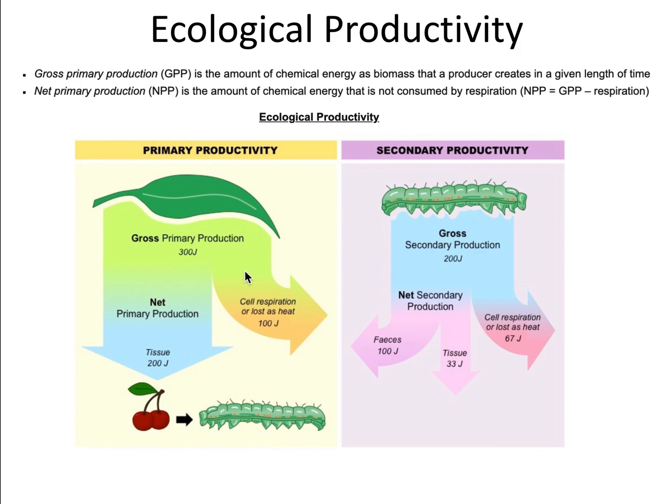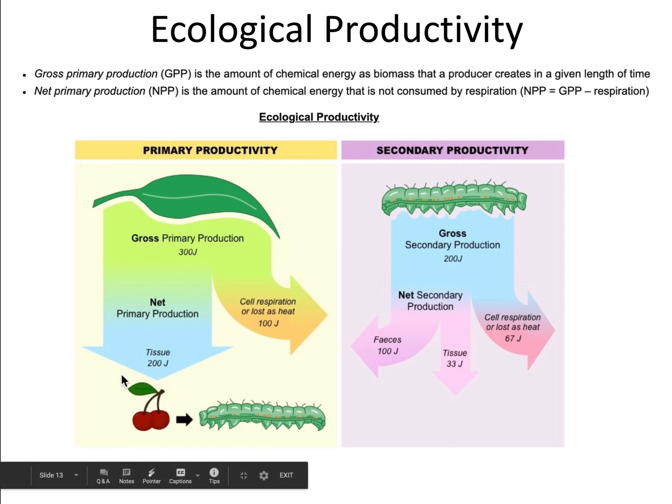So here you can see this was the primary amount, but this cherry or plant lost 100 joules through cell respiration or as heat. So what they're left with in their biomass tissue is 200 joules. So this primary producer is starting off with 200 joules to share with this caterpillar.